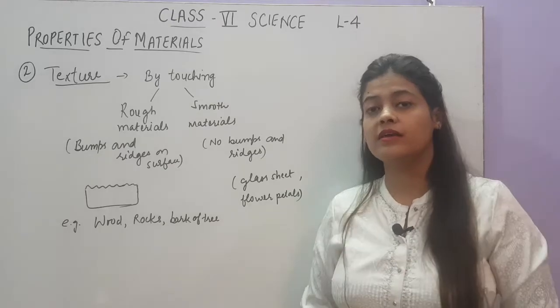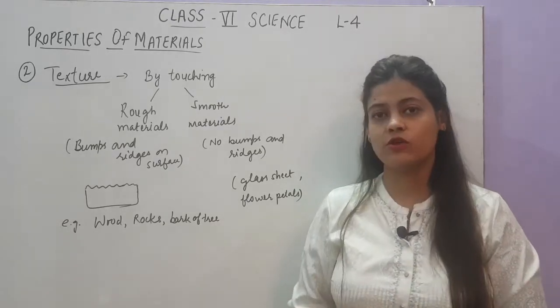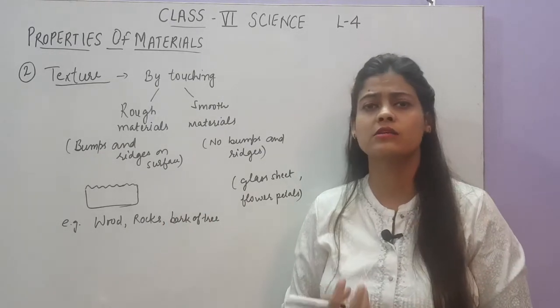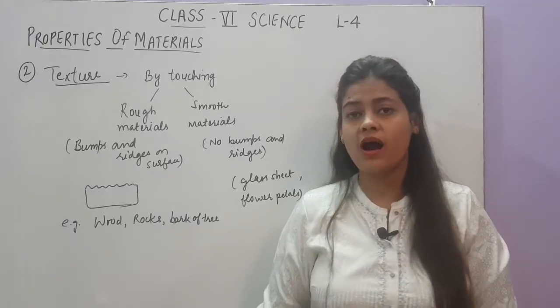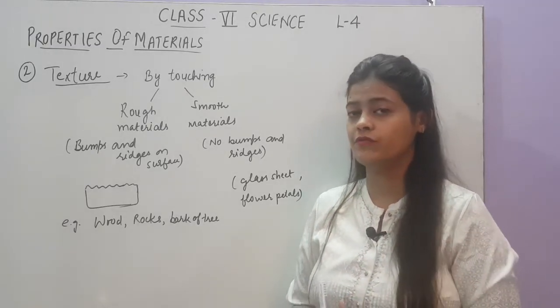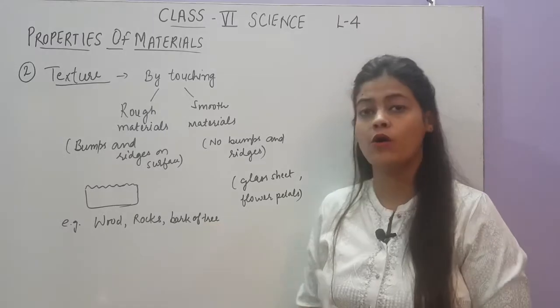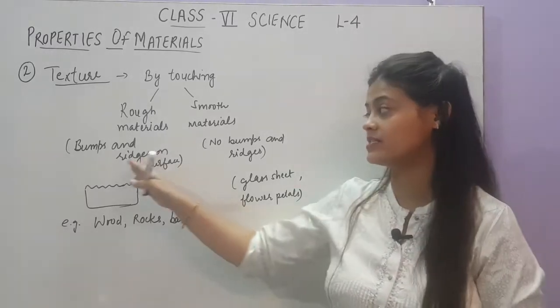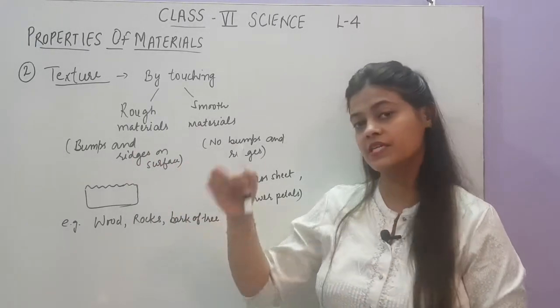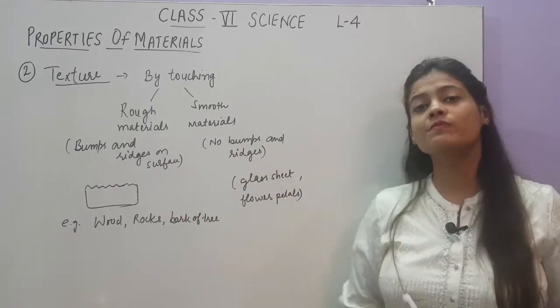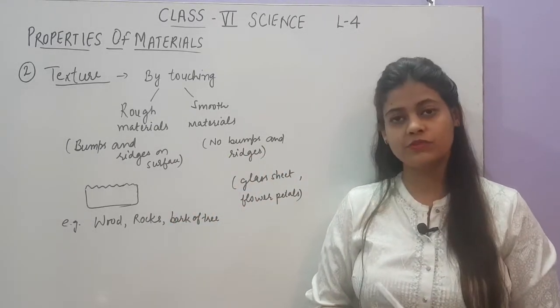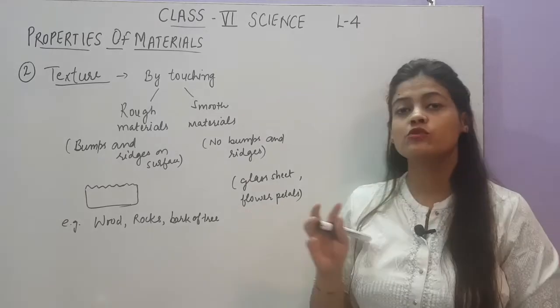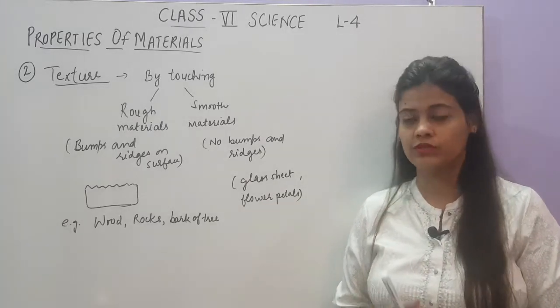There are many other rough materials. If you touch a piece of wood, rocks, stones, tree bark, you will feel the rough texture of these materials because of the presence of bumps and ridges, meaning ups and downs. Whereas smooth materials do not have any bumps or ridges, so they feel smooth.